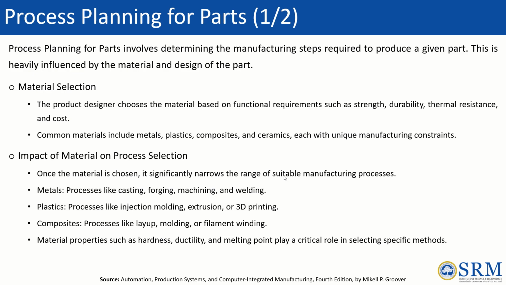The selected material can be processed using casting, forging, machining and welding. Plastics are commonly manufactured through injection molding, extrusion and additive manufacturing. Composite materials require specialized techniques such as layup, molding or filament winding. Material properties like hardness, ductility and melting temperature directly affect the process selection.